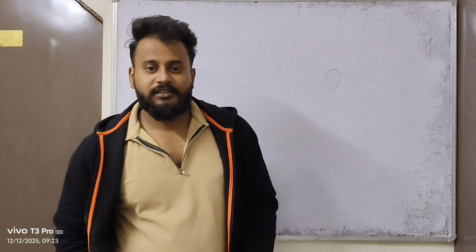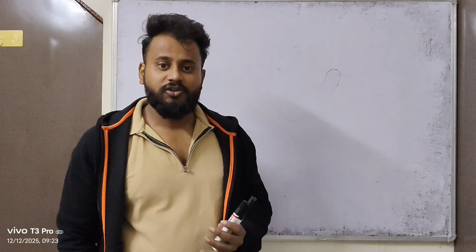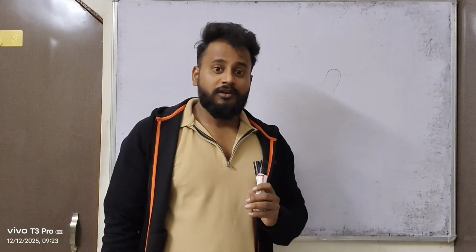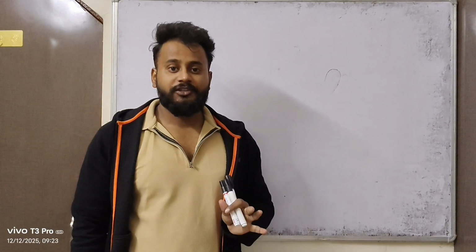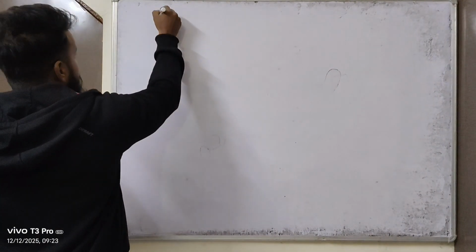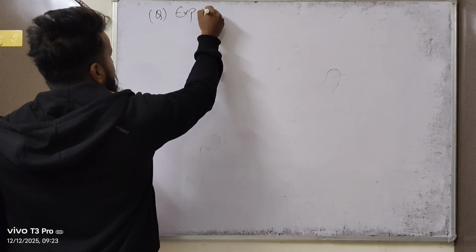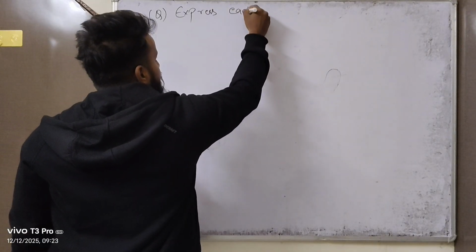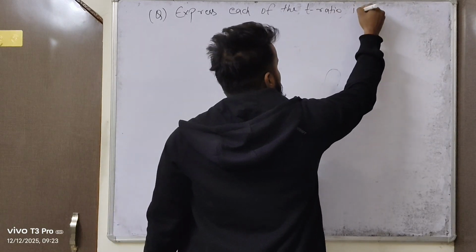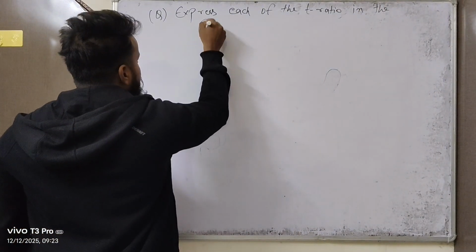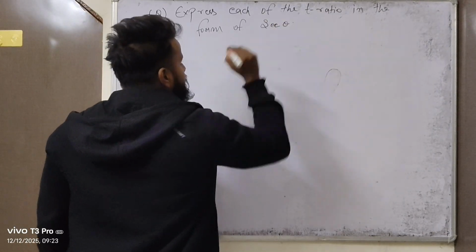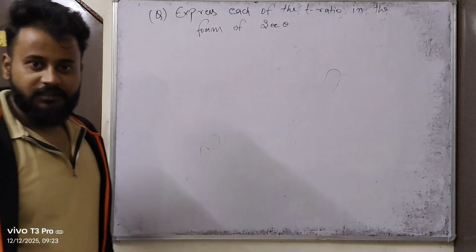So yesterday what we had discussed? We had discussed how to express each of the t ratio in the form of cot theta. Today we are going to express each of the t ratio in the form of sec theta. So the question of the day is: express each of the t ratio in the form of sec theta. Okay, so let us come to the solution.